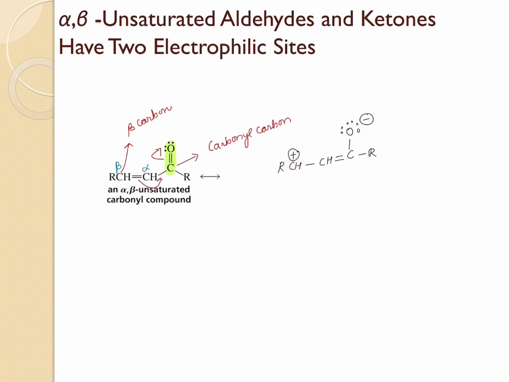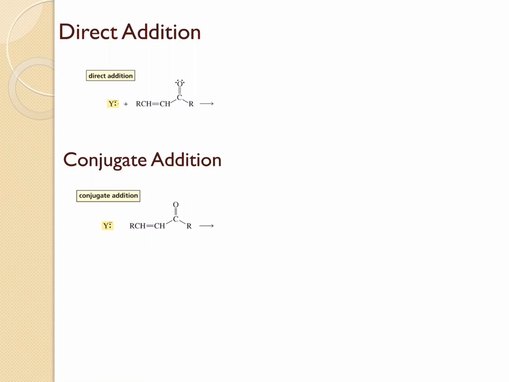Now, because they have got two electrophilic sites, there can be two different types of addition. One is the direct addition, and the other one is the conjugate addition. The direct addition is also called 1,2 addition, and the conjugate addition is also called 1,4 addition. Let's now look into the difference between direct addition and conjugate addition.